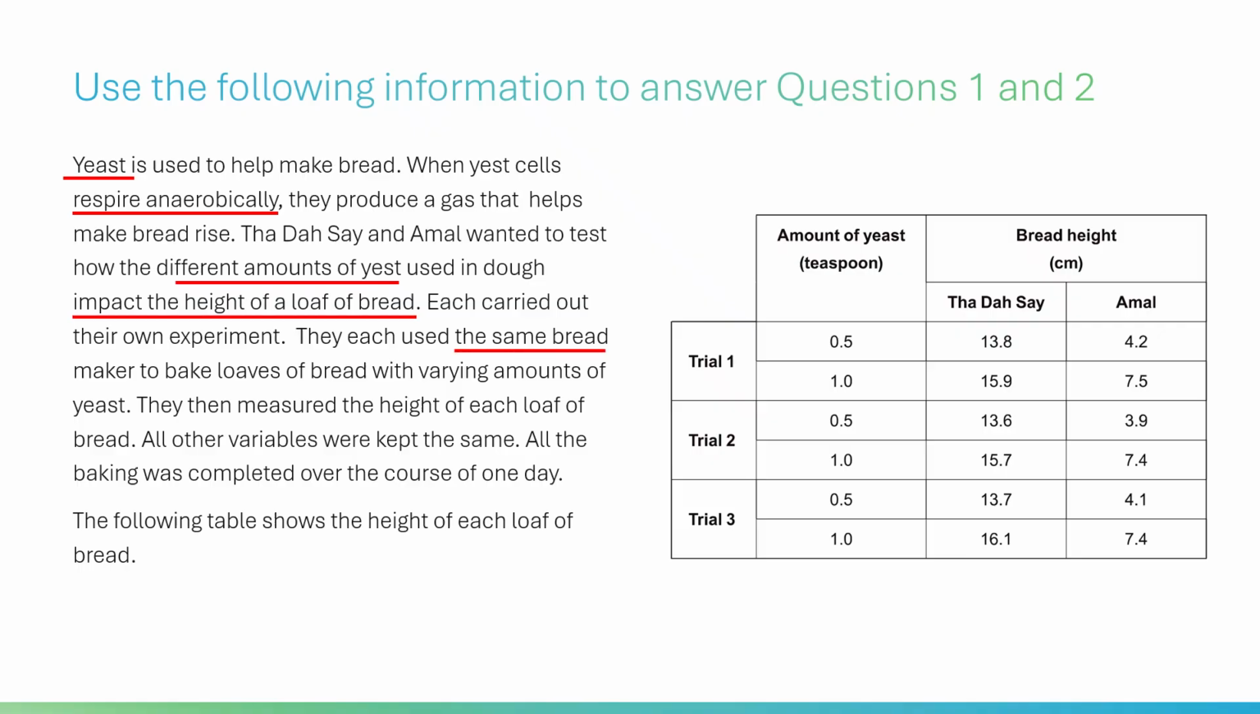They each used the same bread maker to bake loaves of bread with varying amounts of yeast. They then measured the height of each loaf of bread. All other variables were kept the same. All the baking was completed over the course of one day.